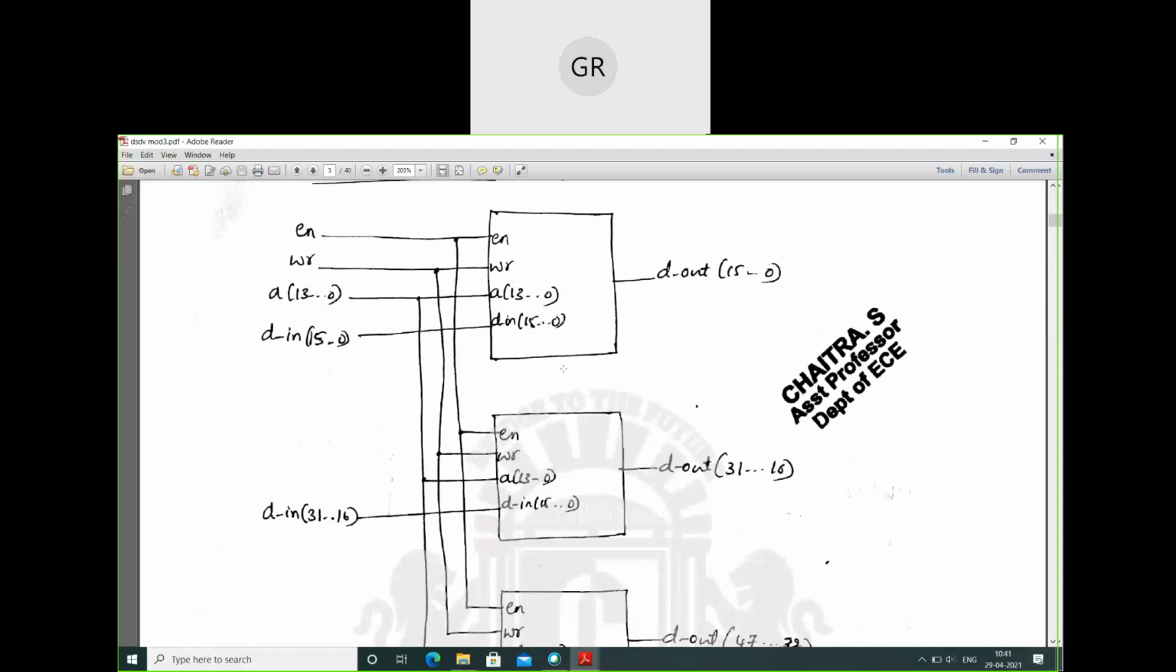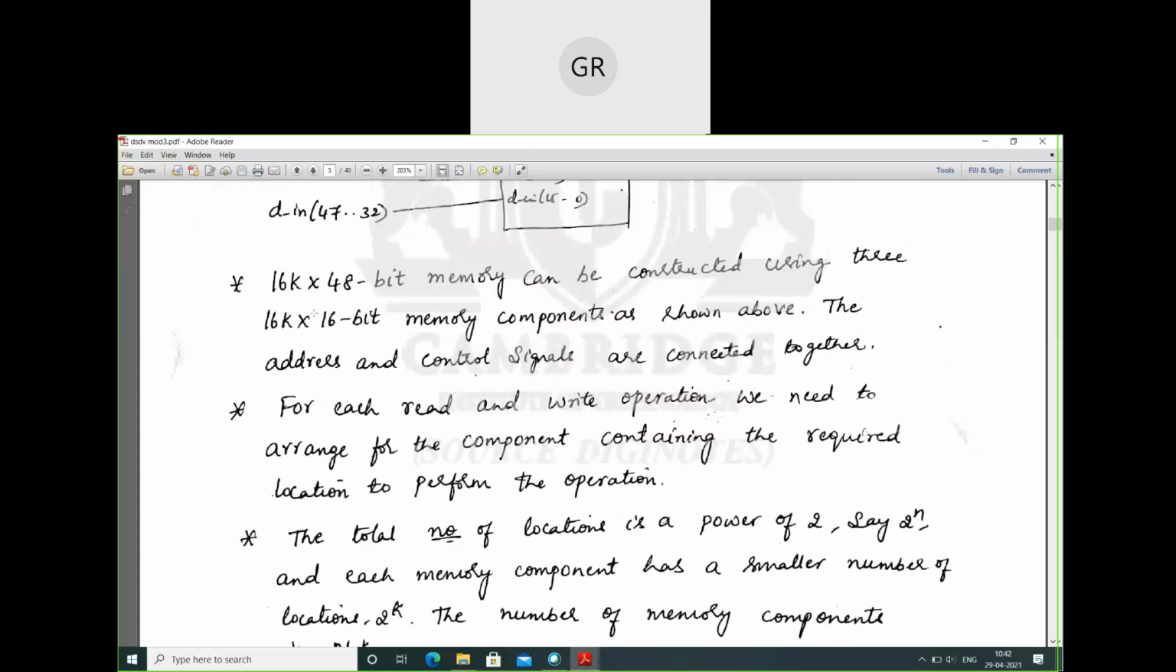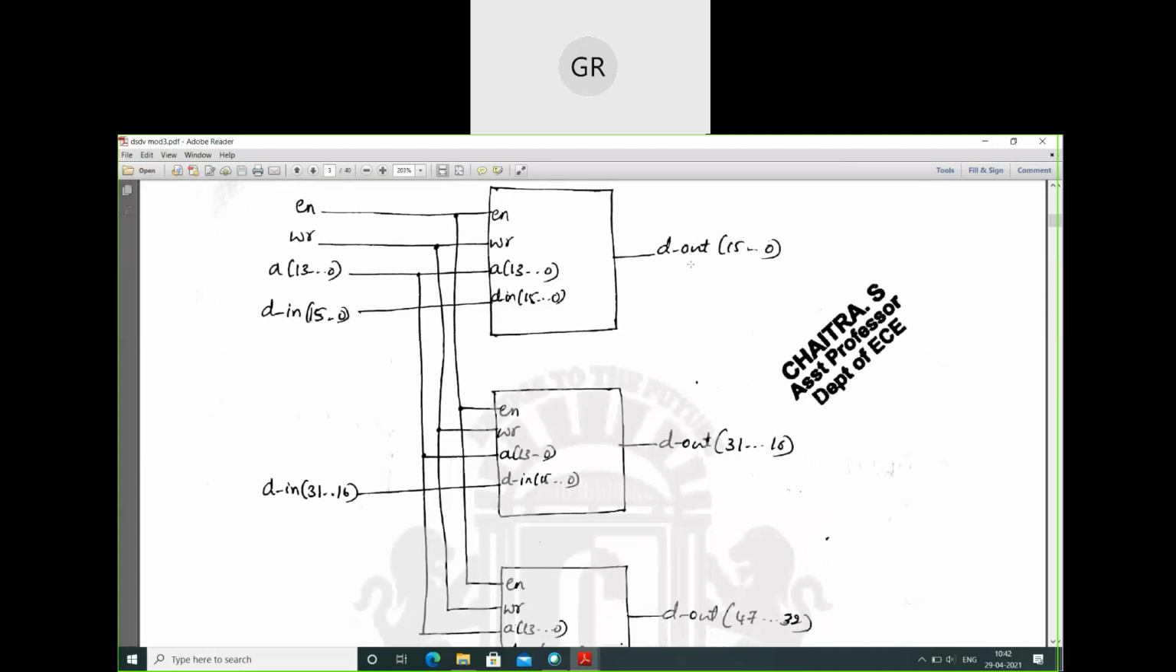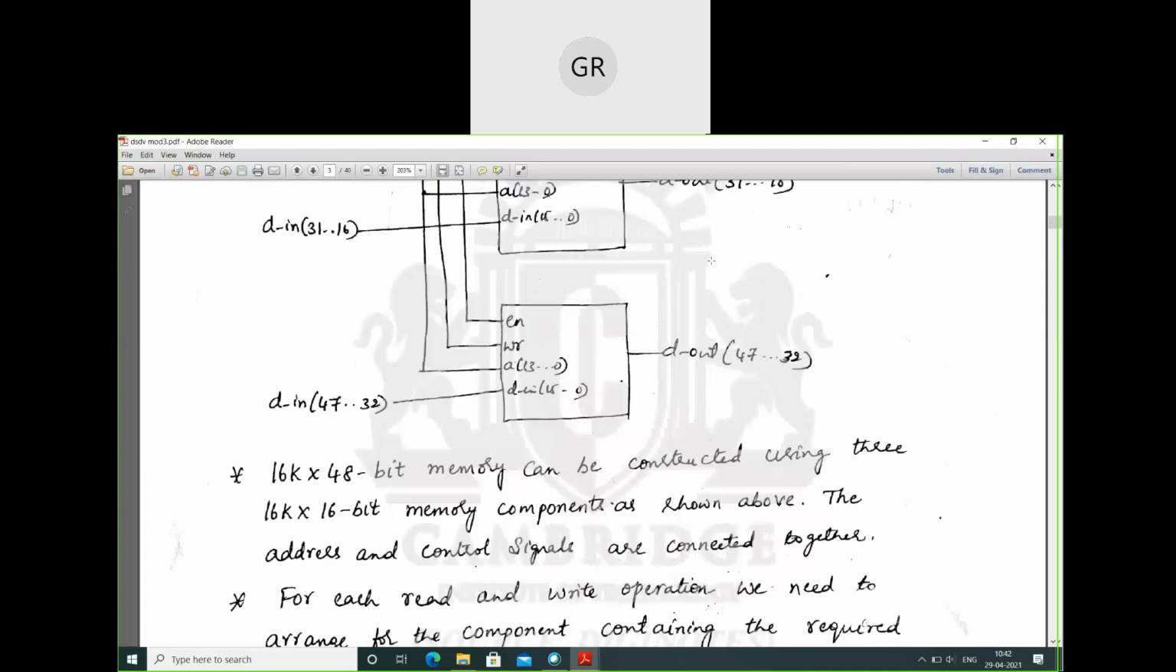The memory block is the same here. What are the control signals? Enable, WR, address bits. Then D in is an input. Here a 16K 64-bit memory can be constructed using 16K 16-bit memory components as shown above, using 16K cross 16-bit.